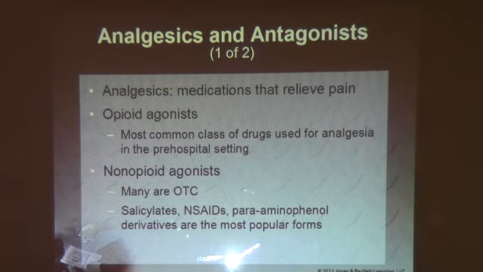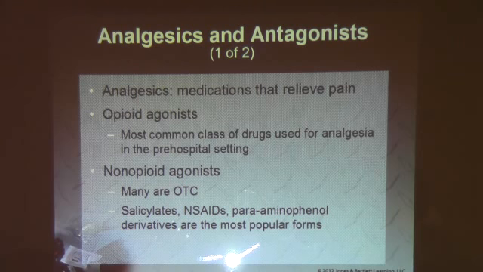Let's talk about some kinds of drugs right now. Analgesics and antagonists. An analgesic is a medication that is used to relieve pain, to produce analgesia, which means the absence of the sensation of pain. There are two main kinds, the opioid agonist and the non-opioid agonist.